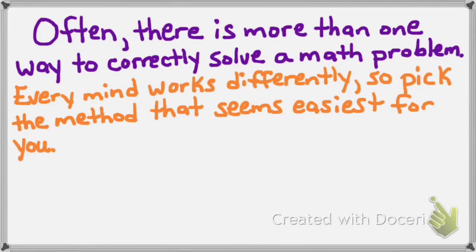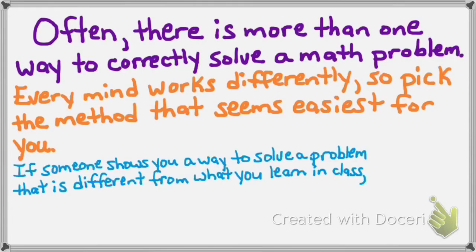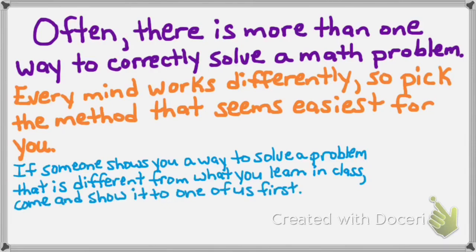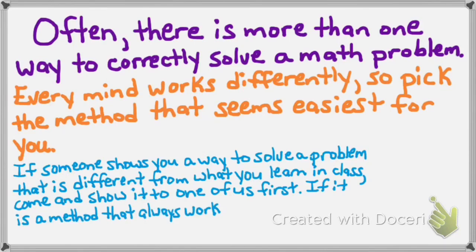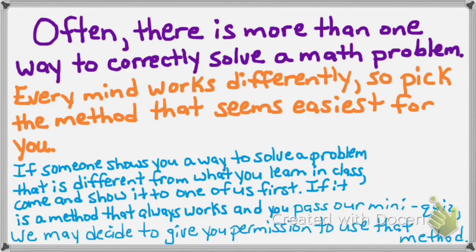We don't always show you every single method that can be used to solve a problem in class. So, if someone shows you a way to solve a problem that's different from what you learn in class, come and show it to one of us first. If it's a method that always works, we'll give you 4 of our problems to solve. And if you pass that little mini quiz by getting all of the problems solved correctly with that new method, we may and we will probably choose to give you permission to use that method every time. But if it's a method different from what we teach, you have to show it to us first, and you have to have Mrs. Castellano or myself give you the permission to use that method.